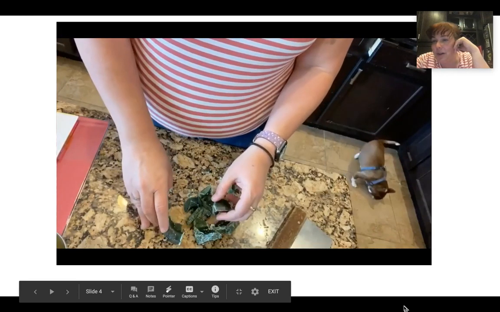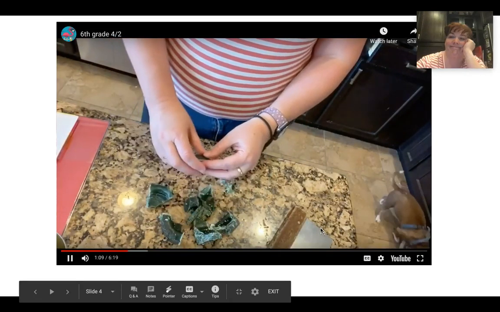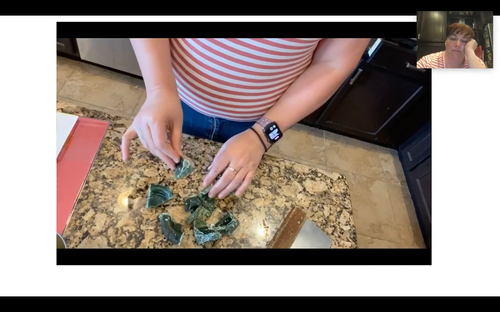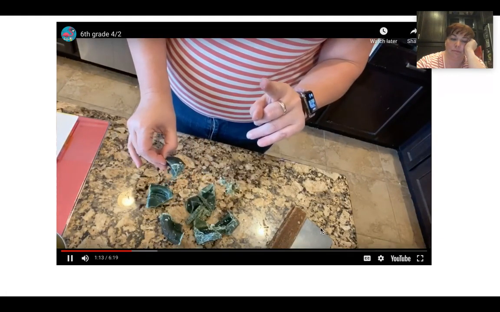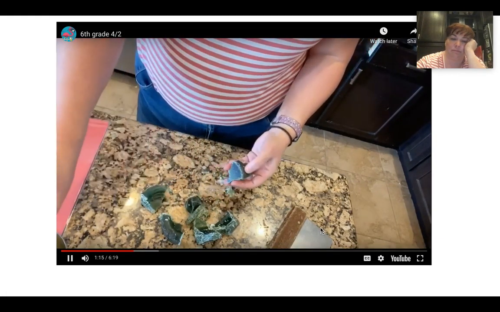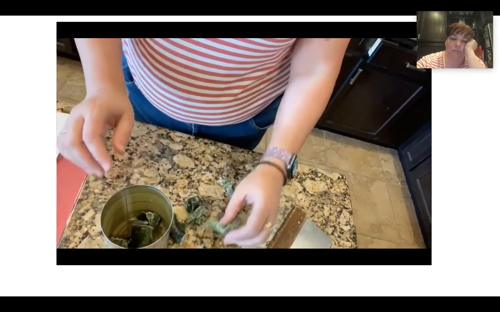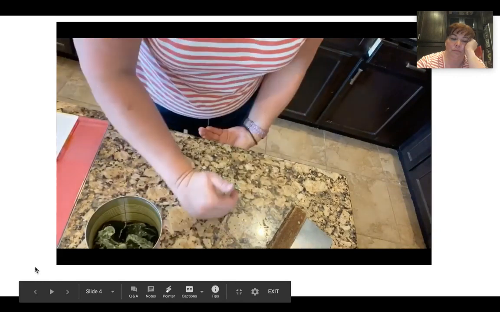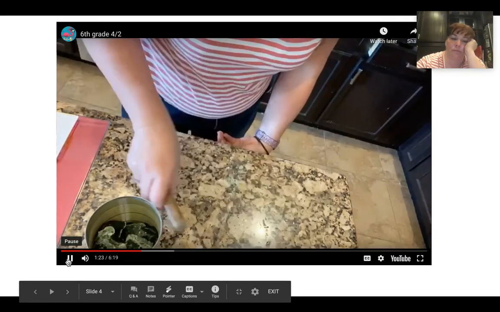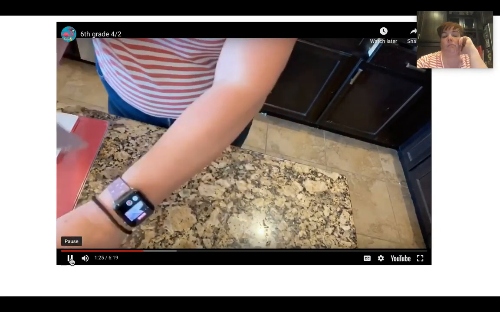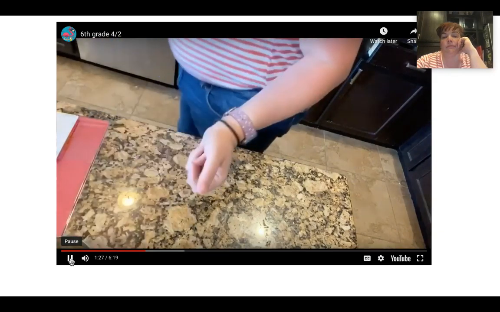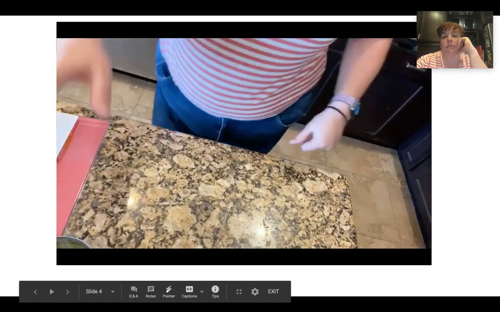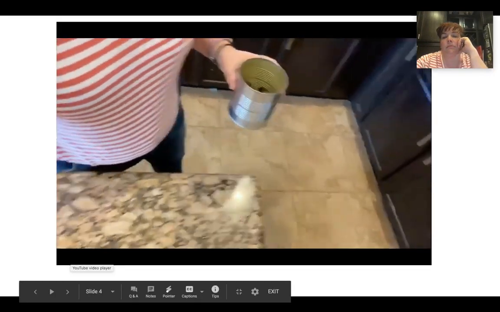Stop and think, why would it be better if I had smaller chunks rather than one big chunk? We're going to talk about that in a minute when we get to melting point. So I'm just going to throw them in here and put that in the can.